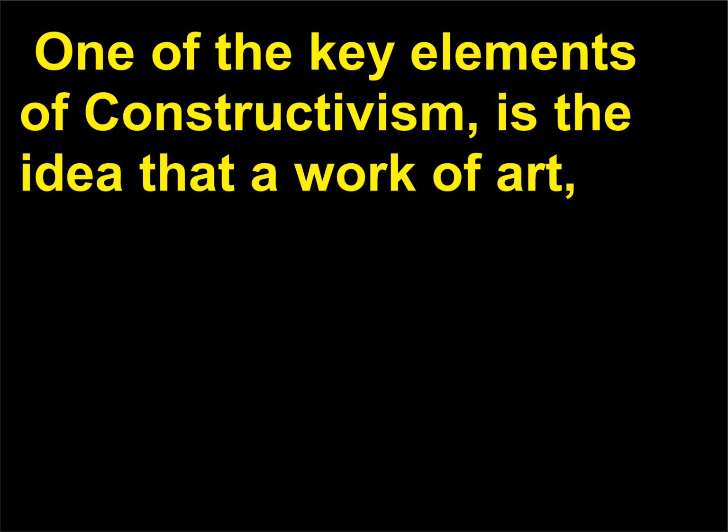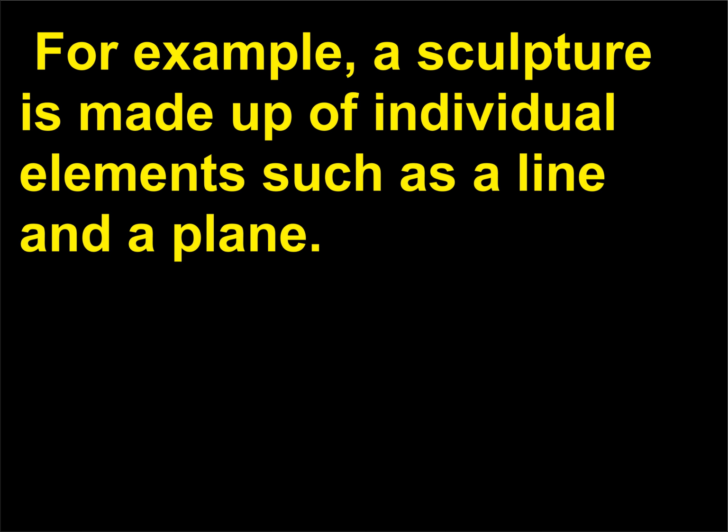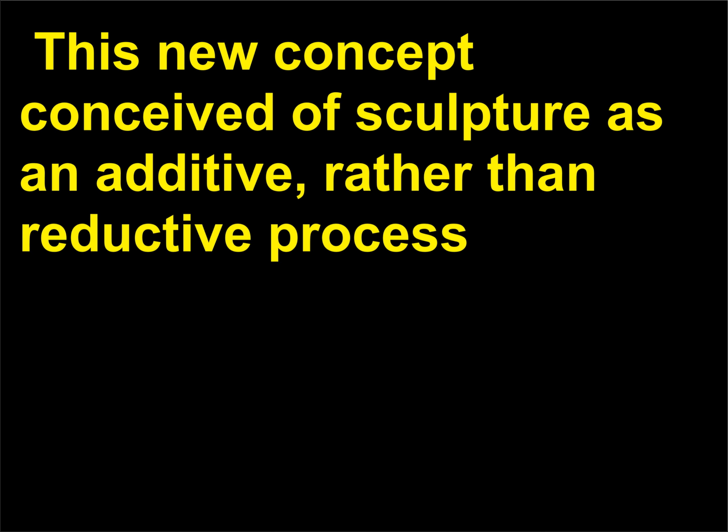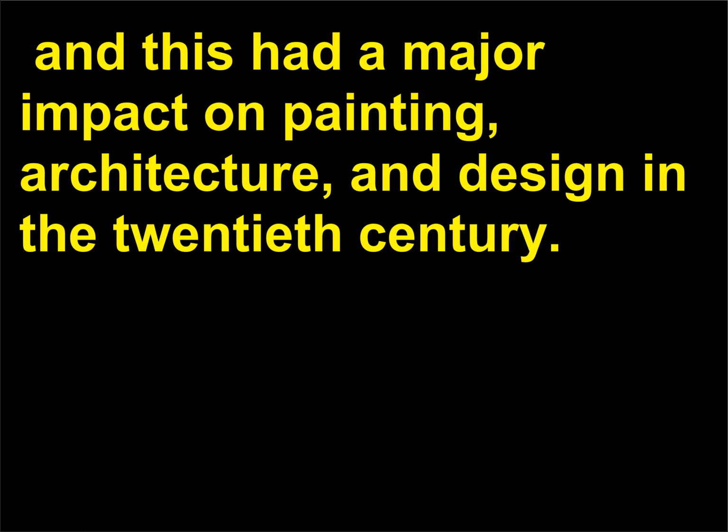One of the key elements of constructivism is the idea that a work of art, whether a painting or a sculpture, is created by assembling so-called autonomous elements. For example, a sculpture is made up of individual elements such as a line and a plane. This new concept conceived of sculpture as an additive, rather than reductive process. Materials are compiled, rather than carved away. And this had a major impact on painting, architecture, and design in the 20th century.